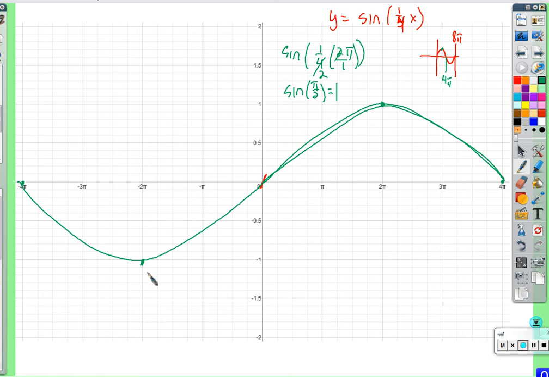Try again, put in negative 2 pi, I should get a negative 1. If I put in negative 4 pi, I should get 0. Put in 4 pi, I should get 0 as well. If I put in 3 pi, it looks like I should get somewhere around 0.7. Like that. Okay. But given that we've had the experience of 3 of these graphs, it should be pretty clear we're right about that.